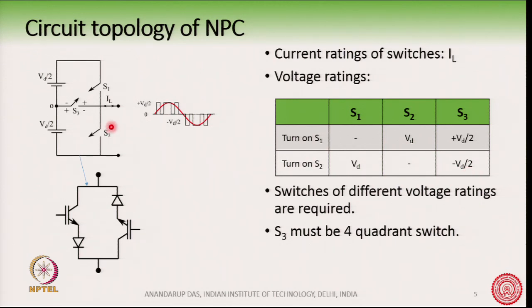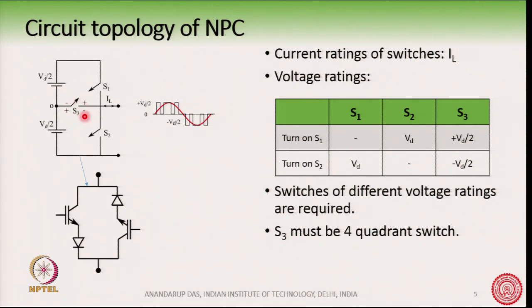Similarly, if I want to know the voltage rating of S2, I will turn on S1 and see how much voltage comes across S2 that it has to block. Once I turn on S1, this plus terminal will come and will be at the same potential here. So, S2 has to block the full DC bus voltage, and hence its rating is Vd.